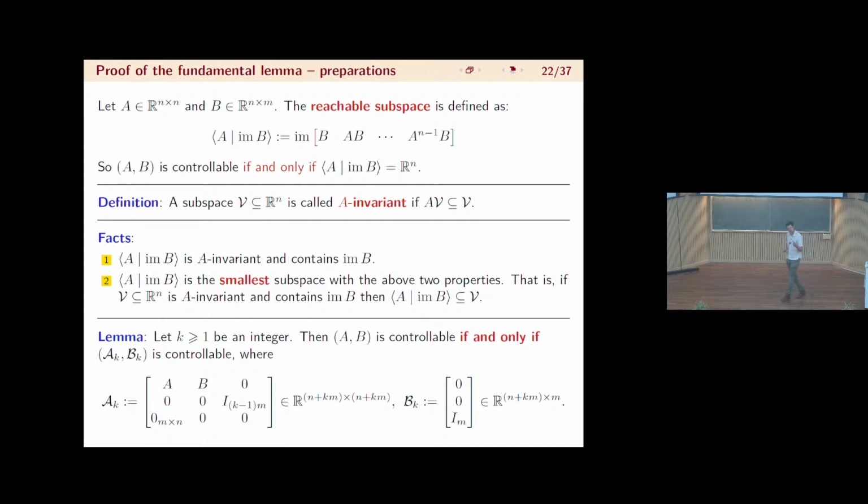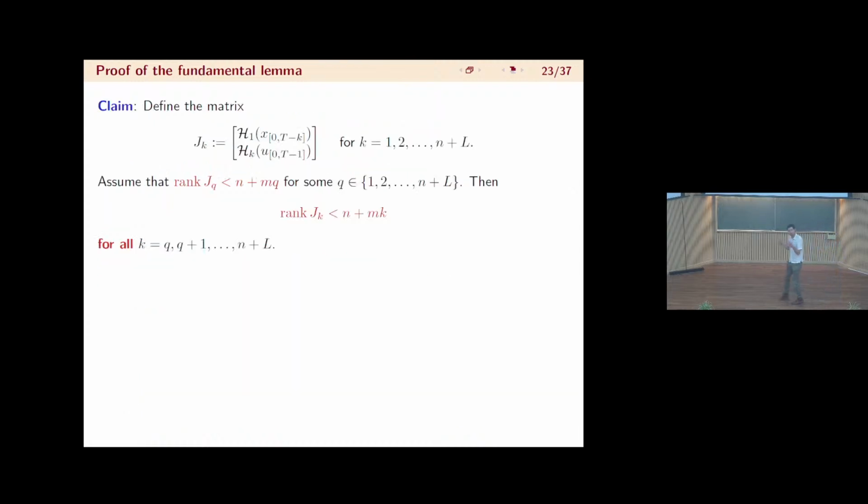The statement of the lemma is the following. AB is controllable if and only if this pair of extended matrices A_k, B_k is controllable. You can prove that by looking at the rank condition of this pair A_k, B_k. And that's also something we're going to use in the proof. Okay, now let's go into the proof of the fundamental lemma.